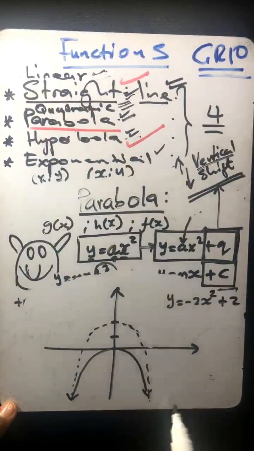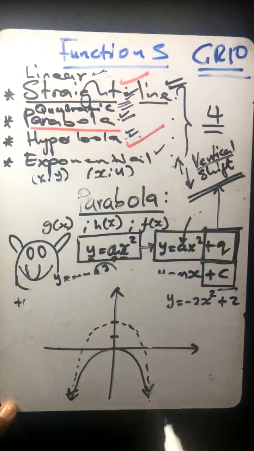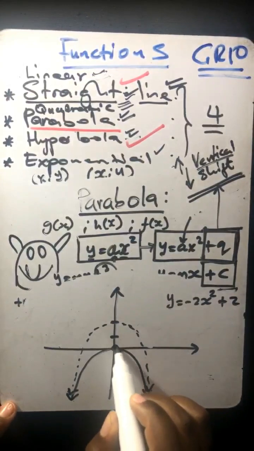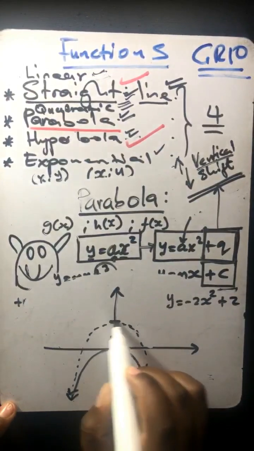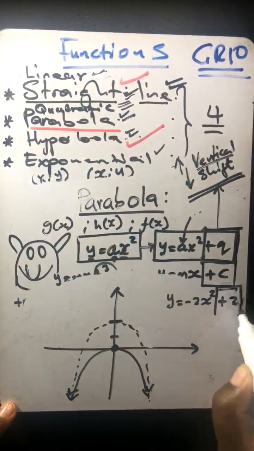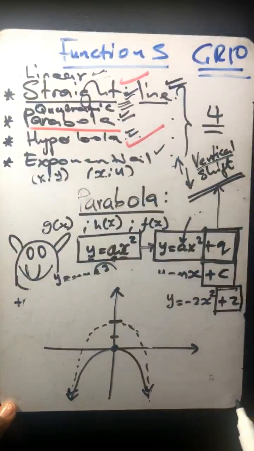That is why you will have a function no longer making a U-turn at the origin, but somewhere up there. It is because of that vertical shift of 2 units upwards.